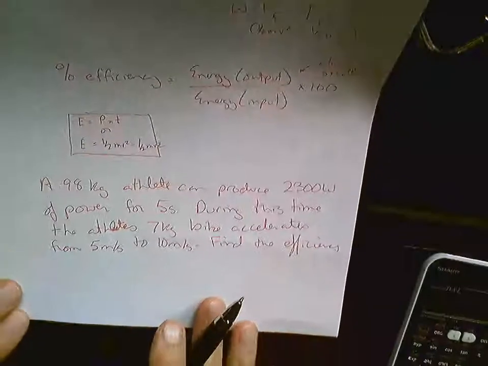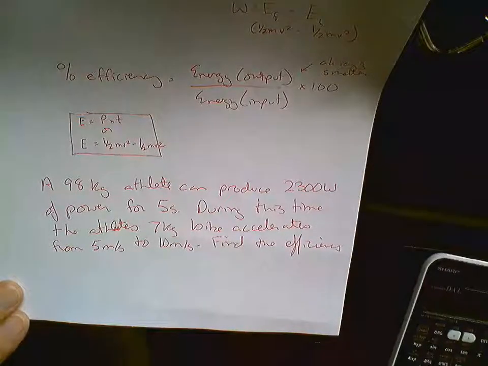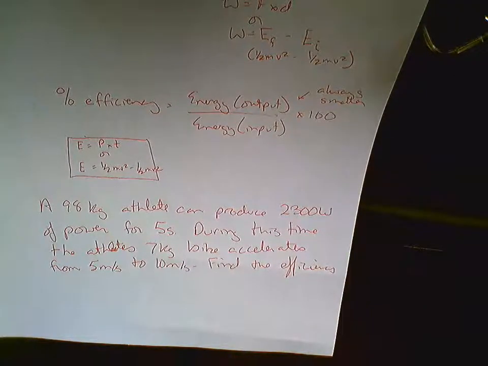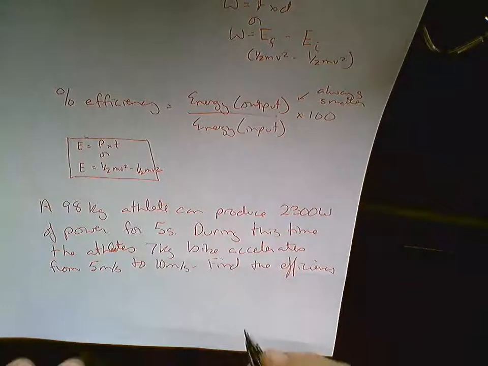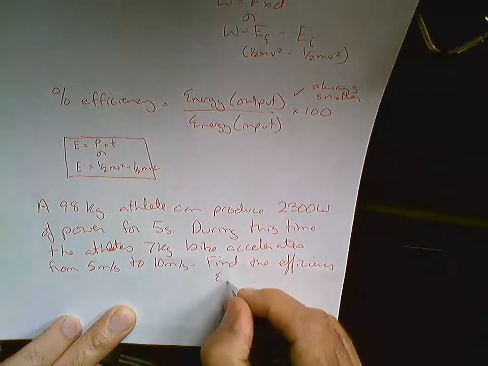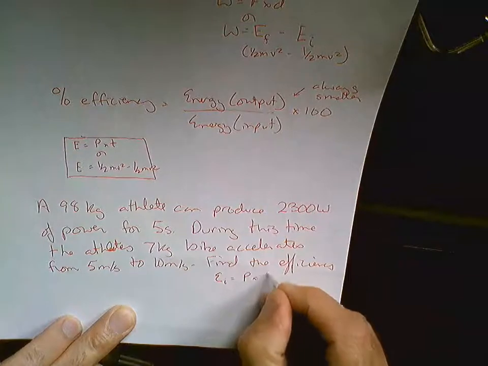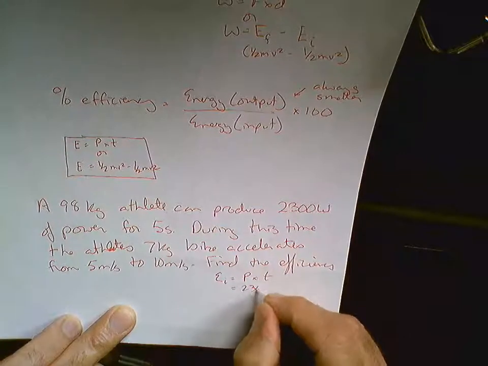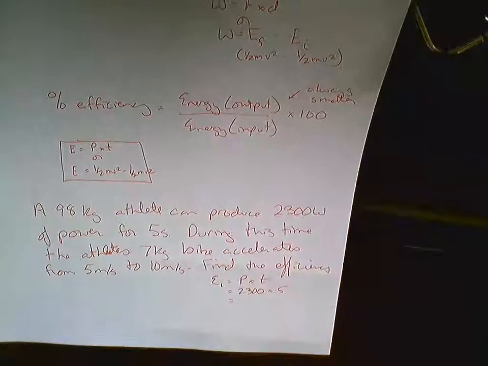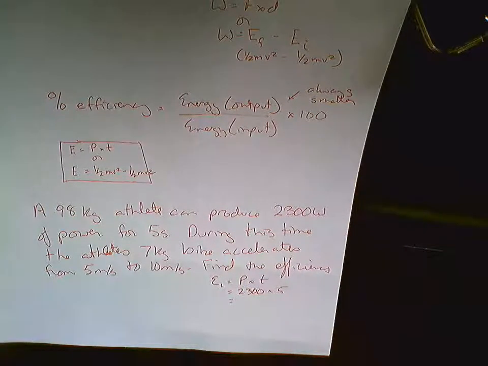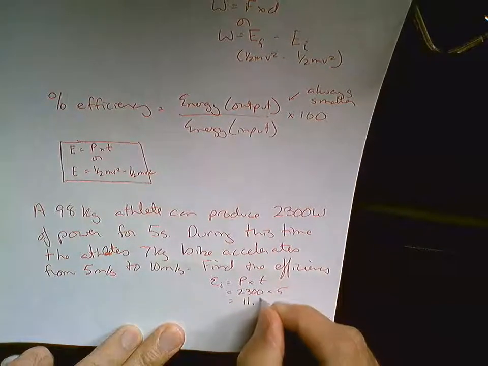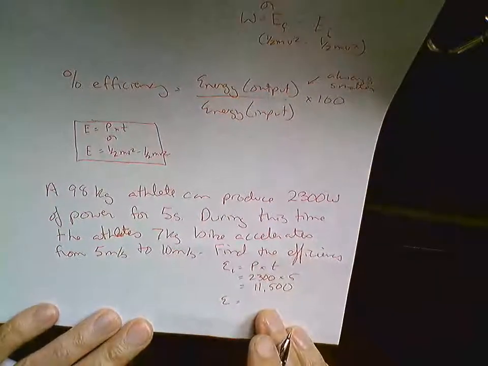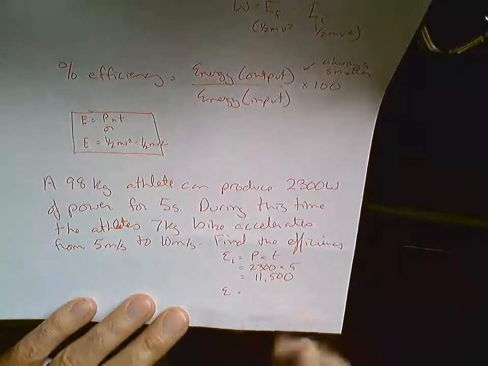A 98 kilogram athlete can produce 2,300 watts of power for 5 seconds. During this time, the athlete's 7 kilogram bike accelerates from 5 meters a second to 10 meters per second. So if we want to do the input energy, that's going to be the power that athlete can generate times the time. So it's going to be 2,300 times 5 equals 11,500.